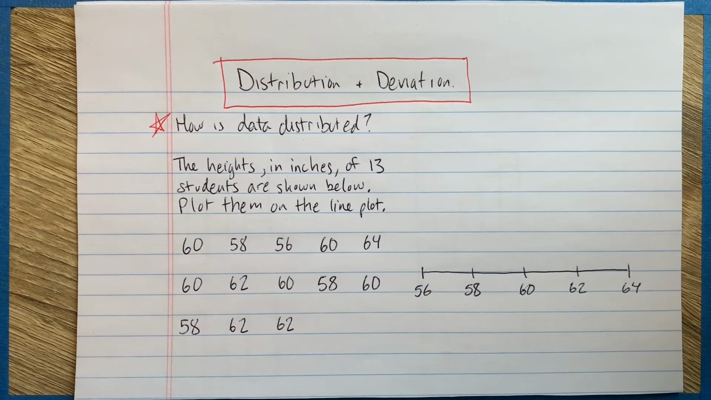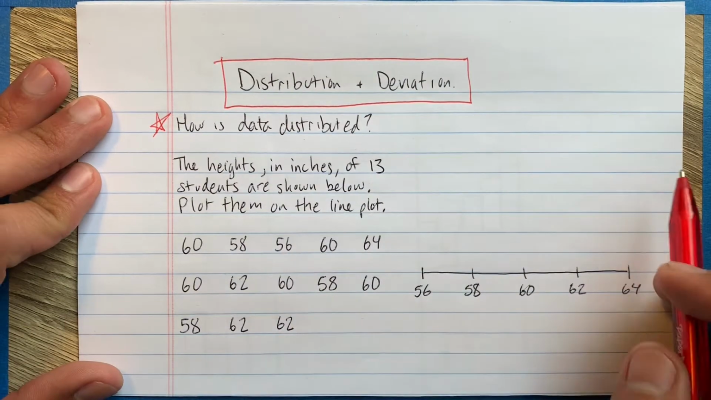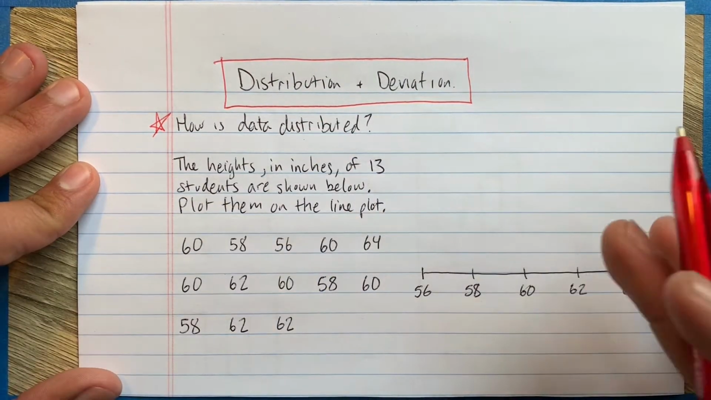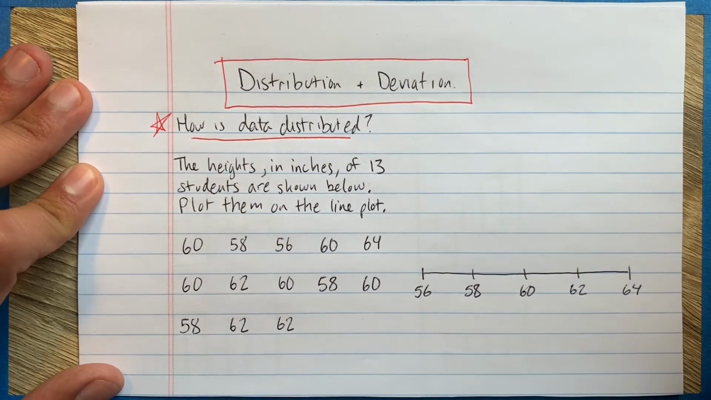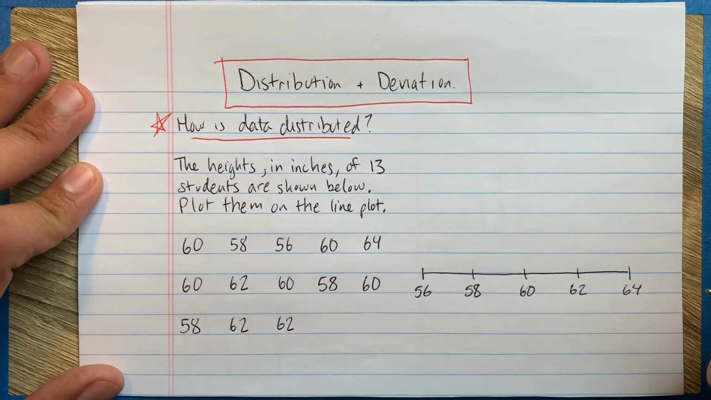For example, if I distributed candy to our class, well, some people would get candy across the board, right? Some people might get a little bit more, some people might get fewer, but this idea of distributing is the idea of spreading data across. So the question we're answering today is, how is data distributed? In other words, how is it spread out?